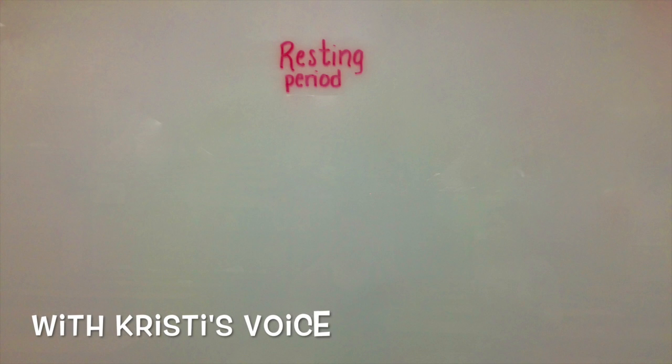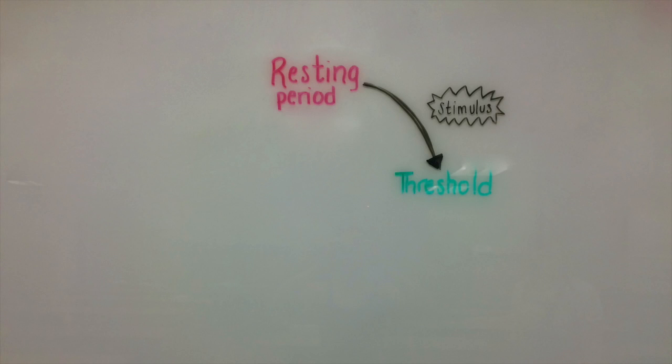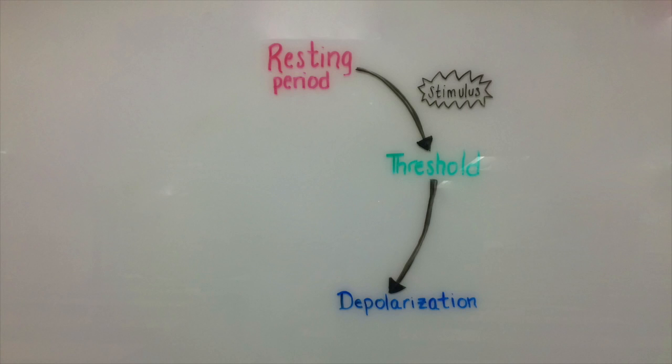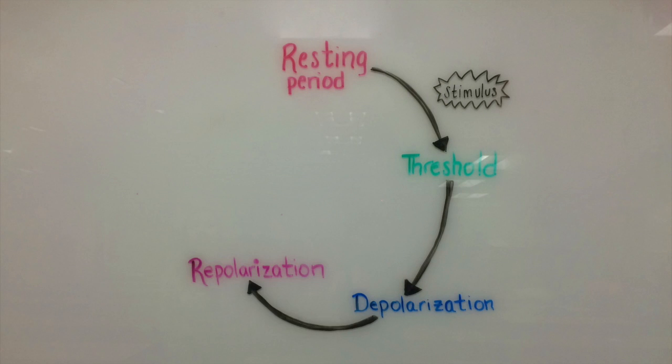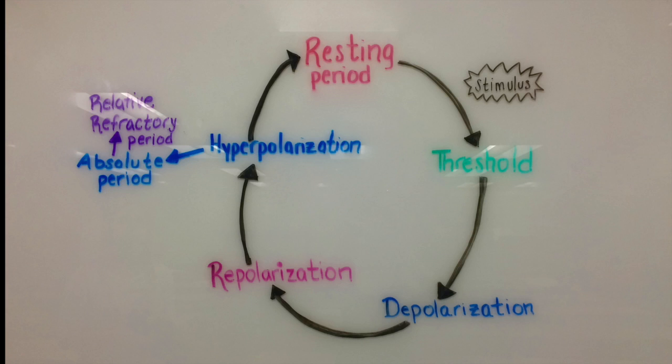Action potentials work in a cyclic fashion. The cycle starts with the resting period, followed by the threshold phase, depolarization, repolarization, and the hyperpolarization phase, which is split into the absolute and relative refractory periods. Once the relative refractory period is completed, we arrive back at the resting period to begin a new cycle.